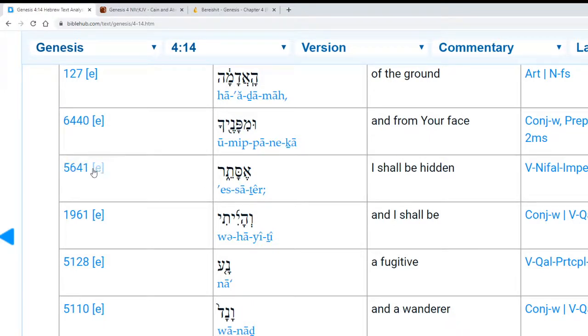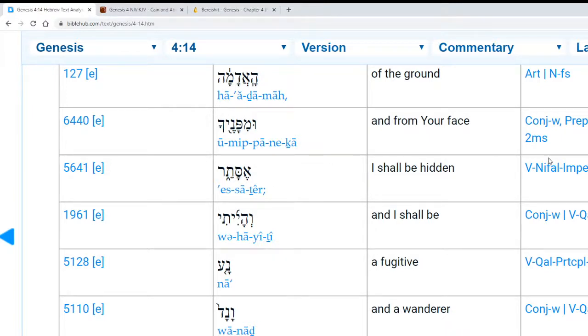It is an interesting word, but samech tet resh means to hide, right? And the aleph at the beginning puts it in the first person singular of the imperfect, esater, I shall hide, right? Or here it's saying I shall be hidden, because Ester means I shall hide.